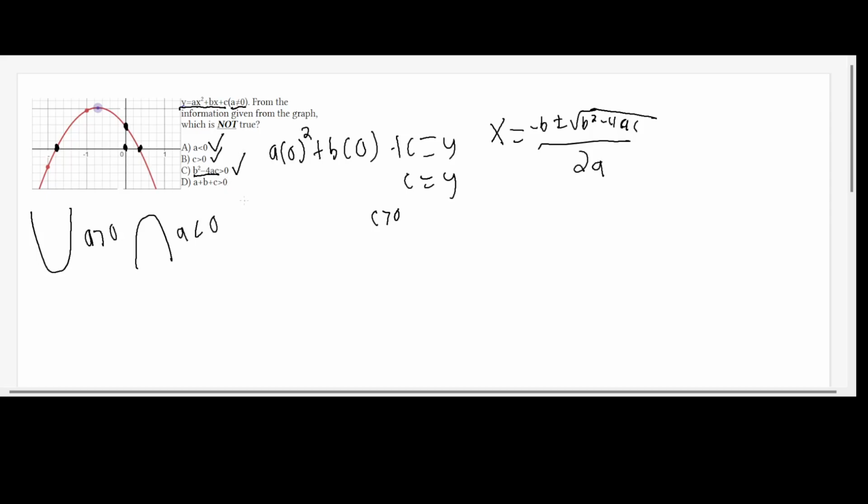Now, you cannot prove that this is incorrect, because A we know is negative, C we know is positive, and we don't even know what B is as a term. So, there is absolutely no way that we can prove this. But since we've proved that A is correct, B is correct, and C is correct, that means D must be incorrect. And that's the answer.